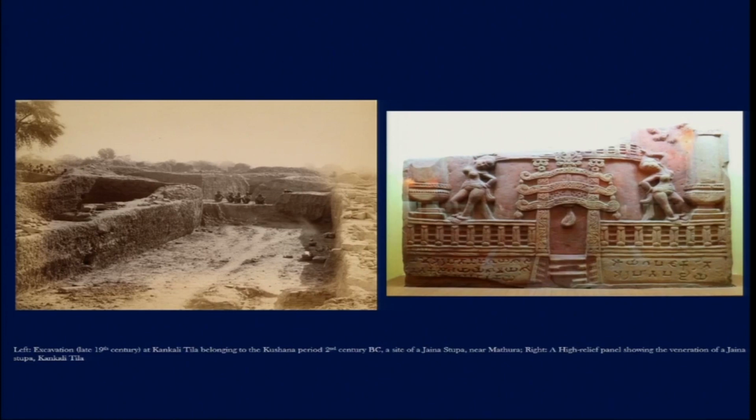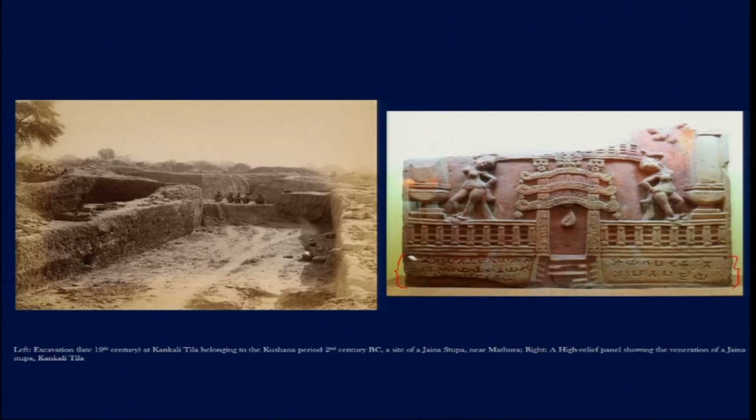We have an image of its excavation in the 19th century on the left side of the screen, and on the right side we have one of the panels found from this site that shows a representation of the stupa. This panel, which is now kept in a museum in Mathura, has Brahmi script in its lower part, and it also shows all the architectural details of a Jaina stupa.